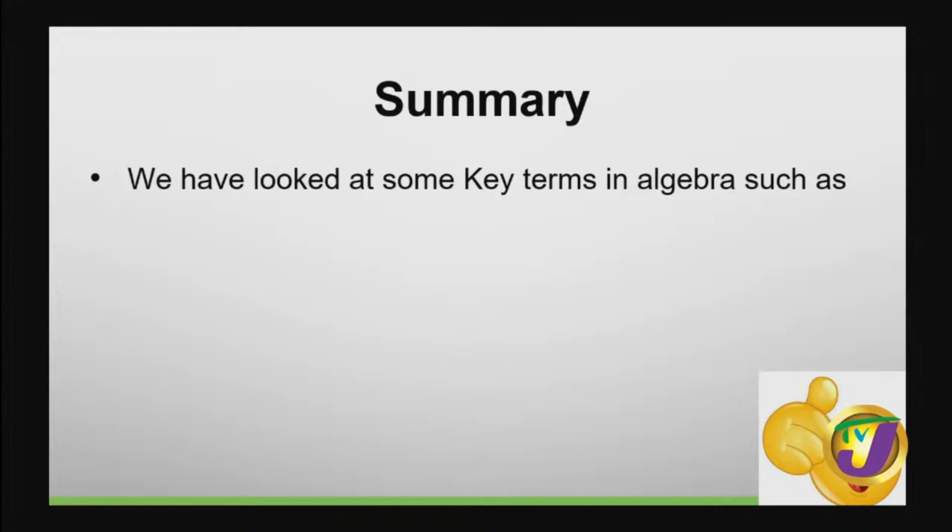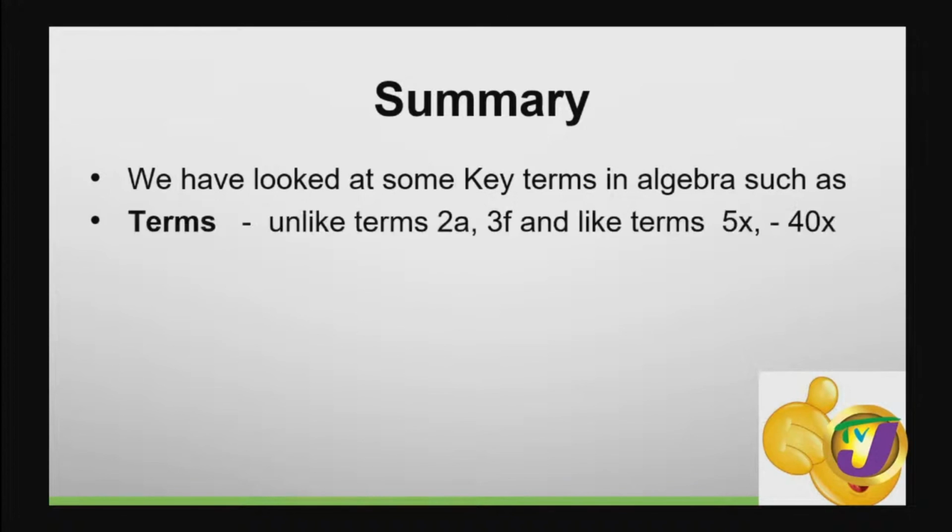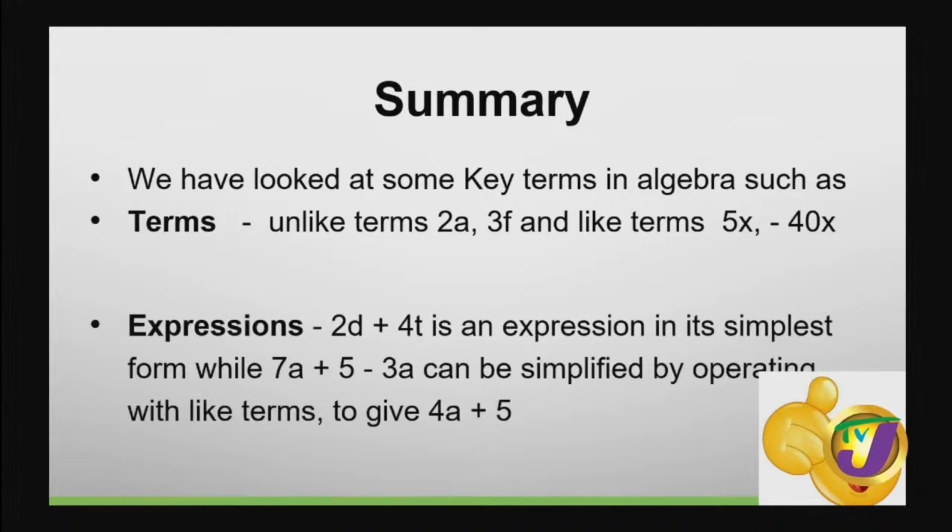We have looked at some key terms in algebra. You should know by now you have terms, and you can have like terms and unlike terms. These are a few examples here. All right, so when it's like, they have the same variable. When it's unlike, they have different variables. An expression, this is an example of an expression: 2d plus 4d. Also, 2d all by itself can be an expression. Please remember that.